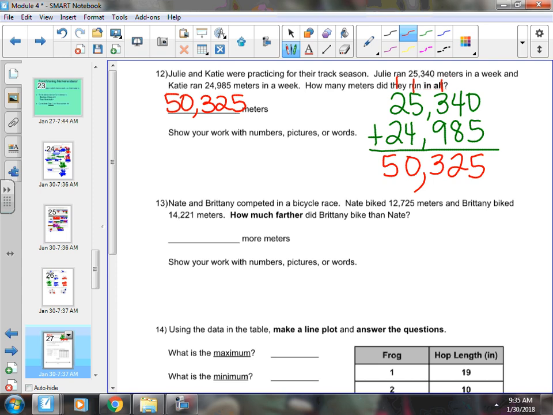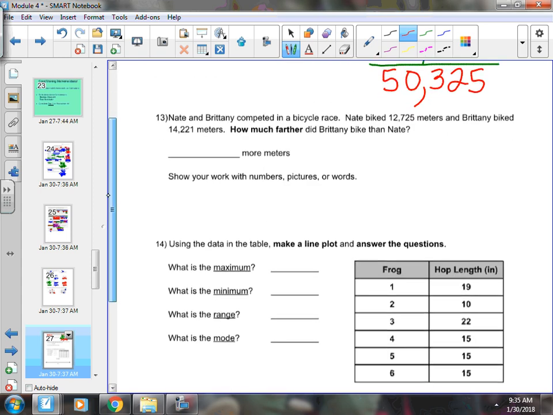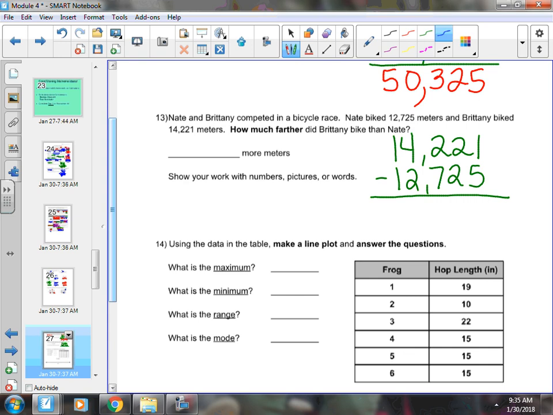How much farther is something than something else? Adding or subtracting? Subtracting. Obviously, we need to start with the bigger number, right? The bigger number needs to be on the top. Otherwise, when we subtract, we'll get a negative number, which we are not going to do. All right. So when we subtract, we start at the ones place.